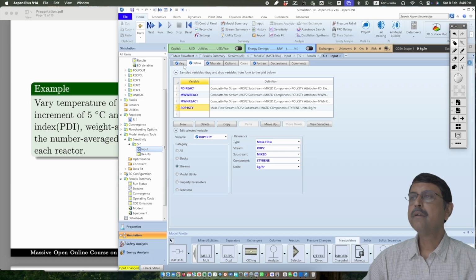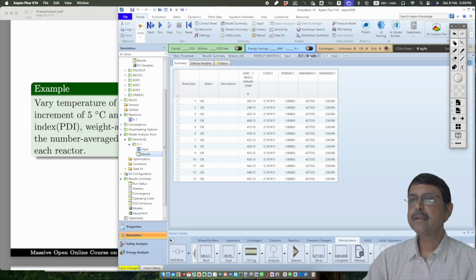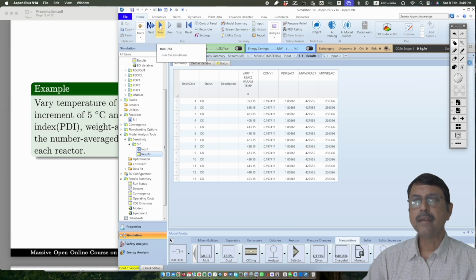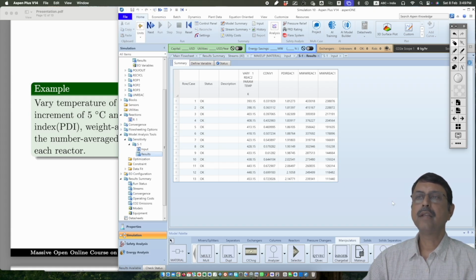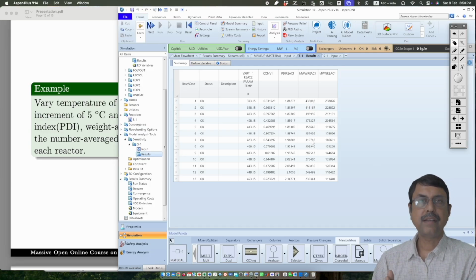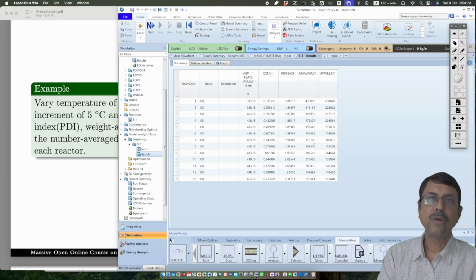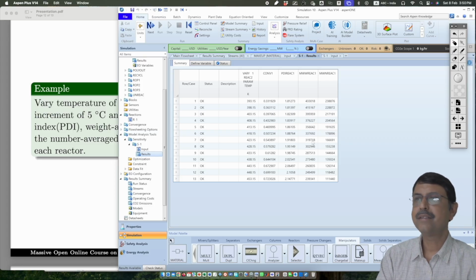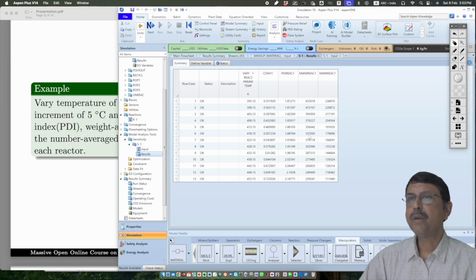Okay. Now, this was the result. Now you run it once again and see the changes. Now you see. With the temperature, conversion changes, polydispersity index changes, and both the molecular weights change, both weight average and number average. Because it is the downstream, right? So anything that is affecting the reactor 2, the downstream flow of the reactor 2 will always have an effect of that change, right? So that's what we observe.